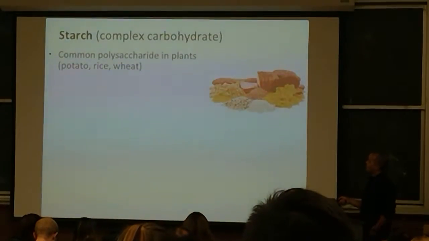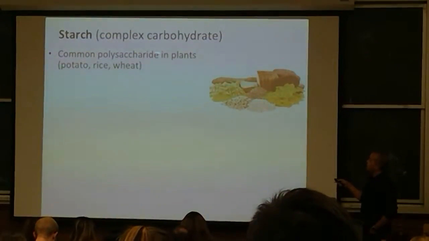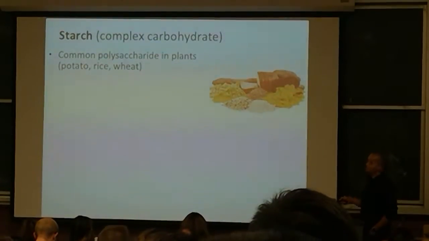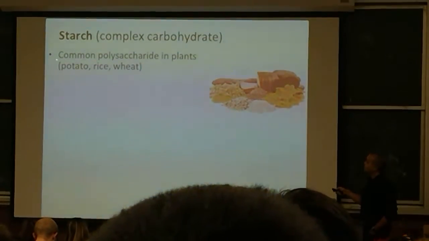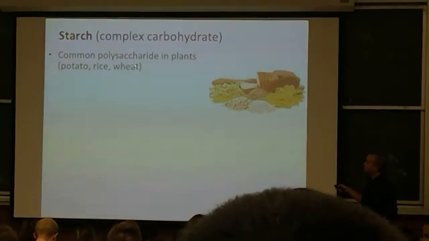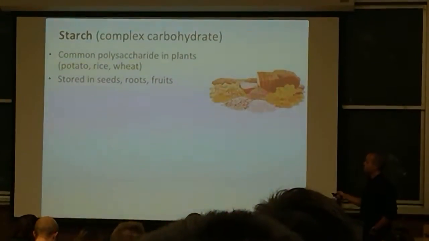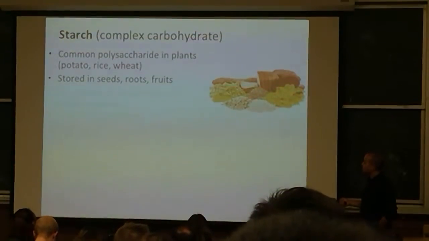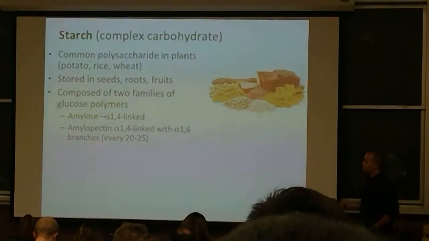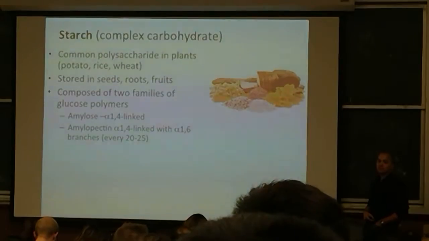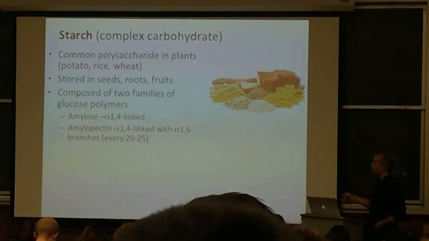We've talked a lot about starches. So when we talk about complex carbohydrates or starches, these are polysaccharides. They're going to be found in plants like potatoes, rice, and wheat. They're stored in the seeds, roots, and fruits of plants. And they're primarily composed of two different families of glucose polysaccharides or polymers.